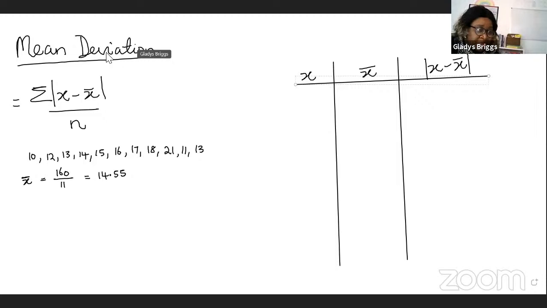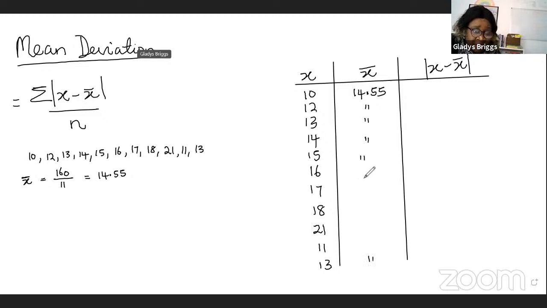Then you can put all of your data in. This is 10, 12, 13, 14, 15, 16, 17, 18, 21, 11, and 13. And your x bar, we've already calculated it to be 14.55. It's going to be the same for all of them. You can write it down if you have the energy to do it, but I will not. It will be a waste of your time.